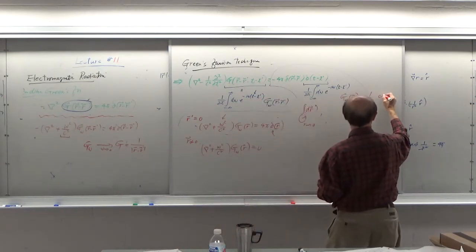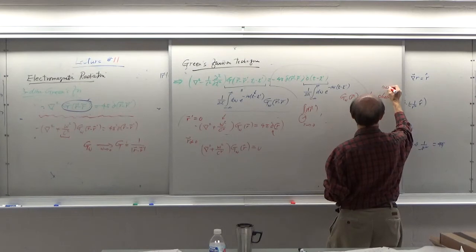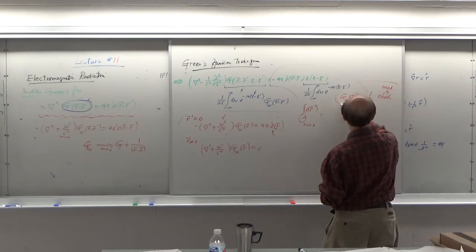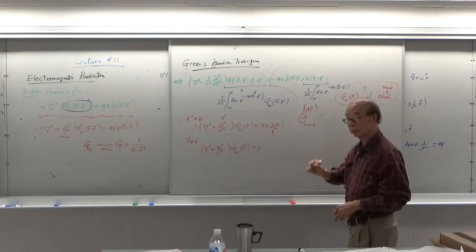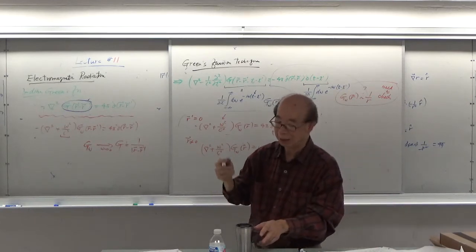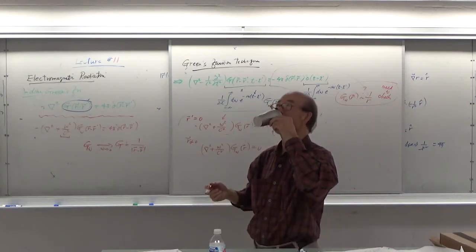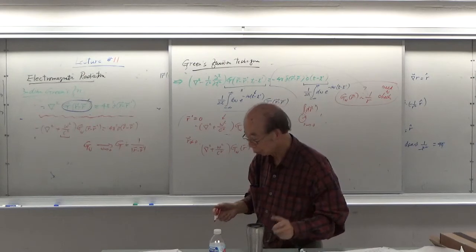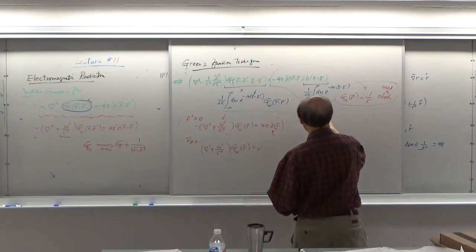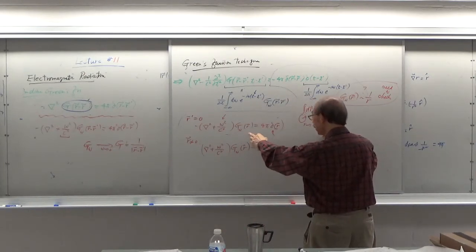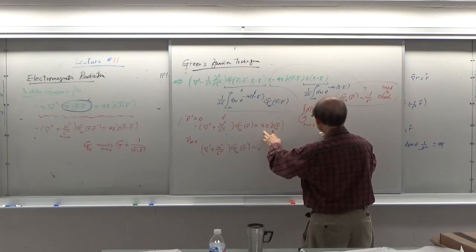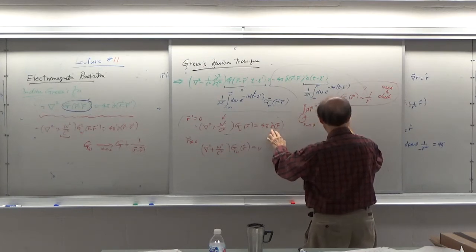I have to check this. Of course, it's correct, otherwise I would not be telling you. All right, integrate over this. Now, what do I have? The right-hand side, obviously, when you integrate over a sphere, this delta function gives you 1. So the right-hand side is equal to 4 pi.